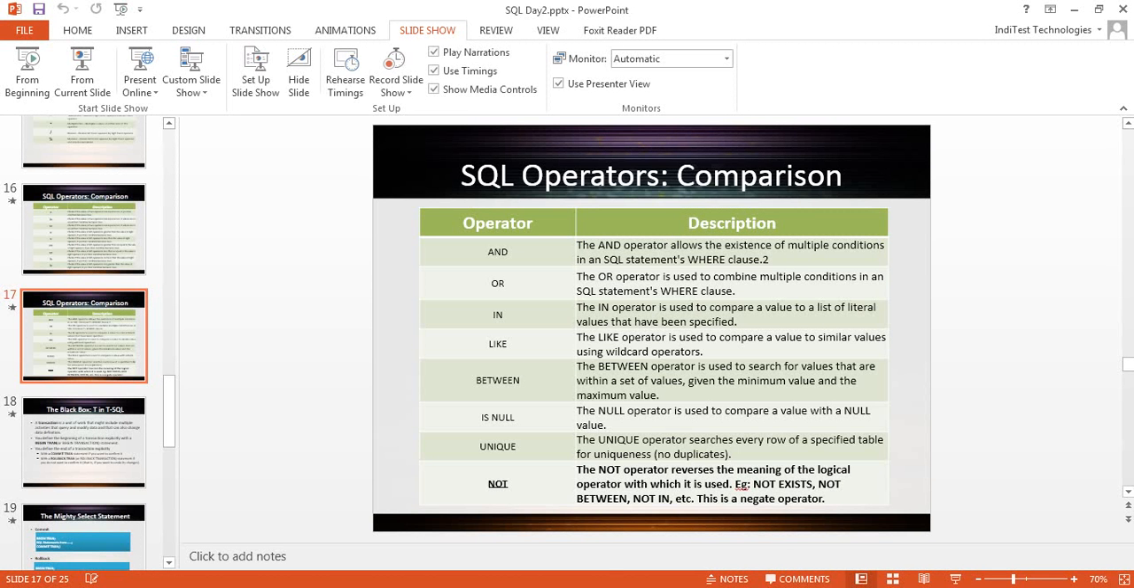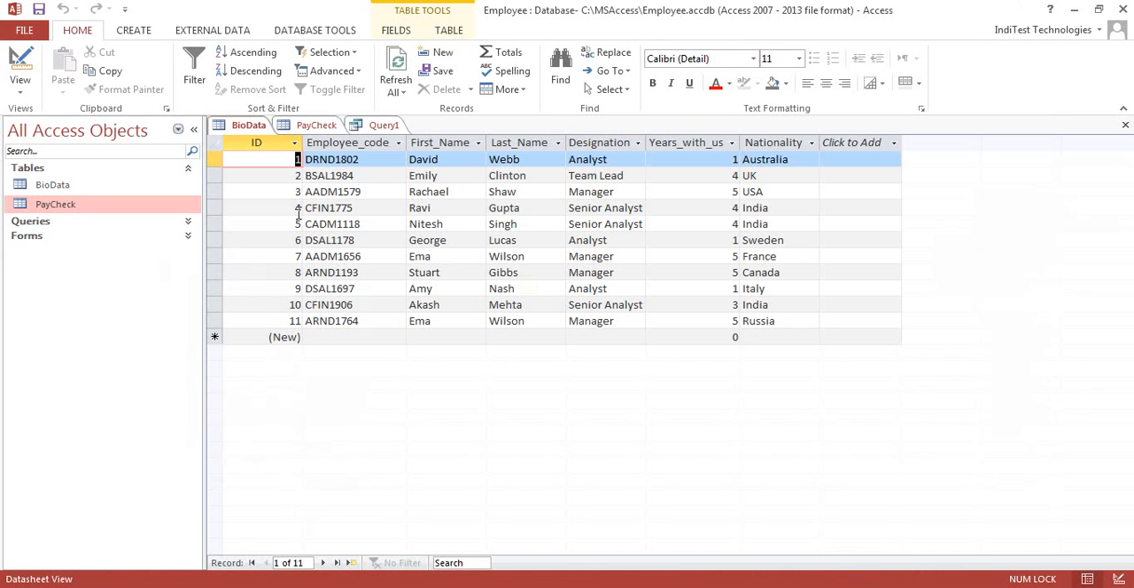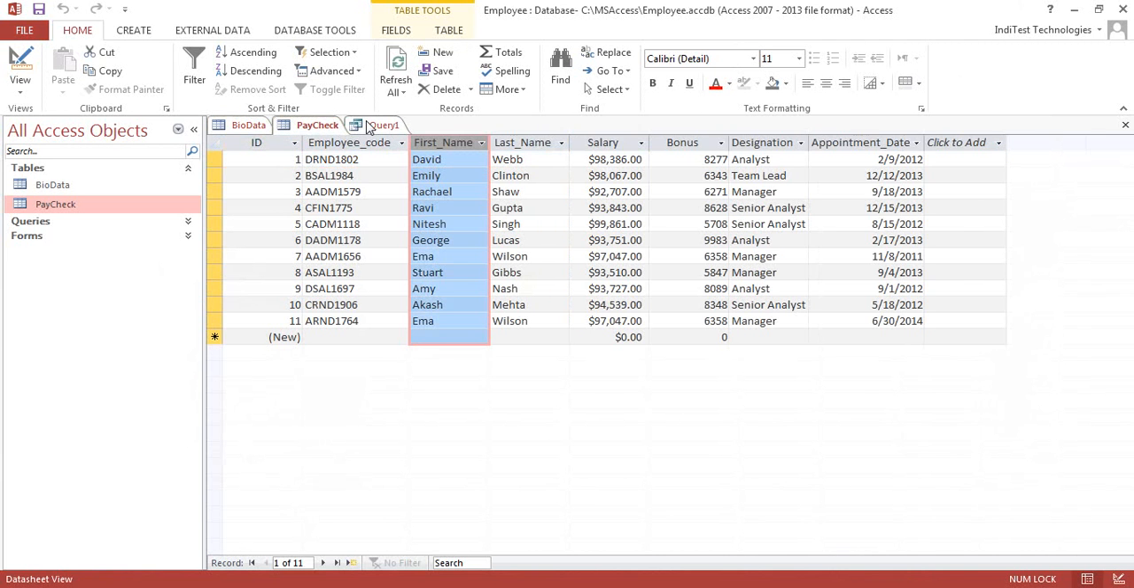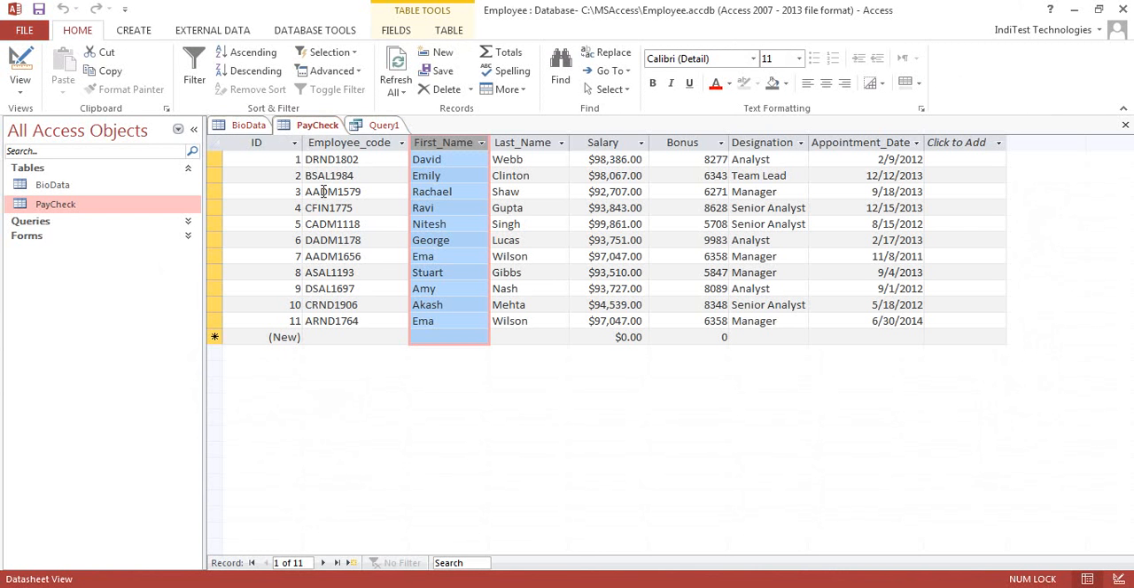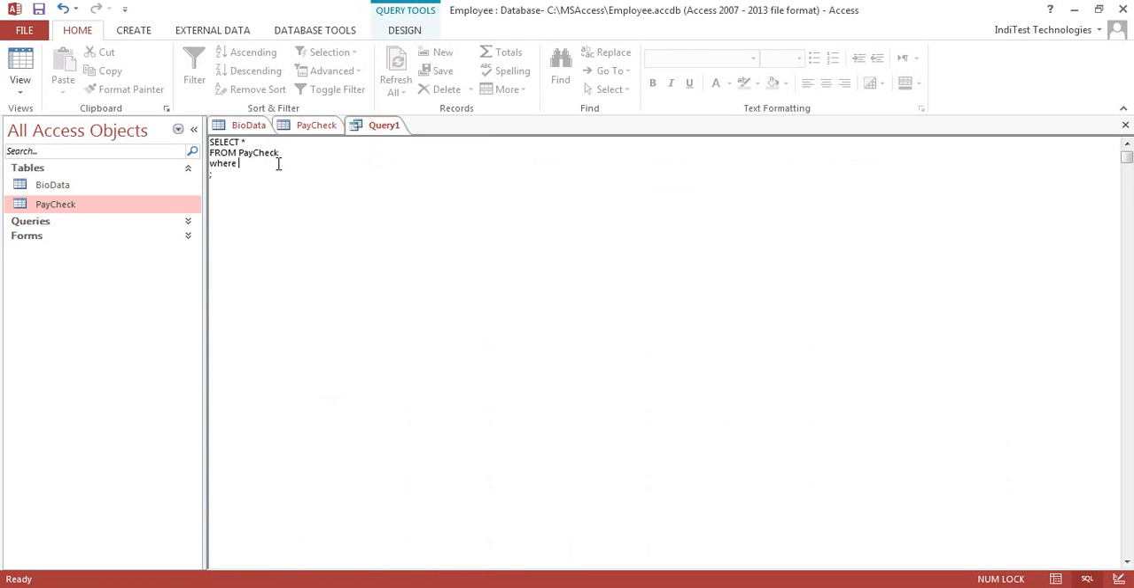So we go on to Microsoft Access, and as usual, I have my two data sets: the biodata data set and the paycheck data set. So I have created a query over here, and my target is that I need to select all of the variables from paycheck, but the subsetting condition on the rows is that I need only those rows where the first name is either David or Ravi. Now, if you had followed my previous videos on the OR operator, it's very easy to write such a query using the OR clause.